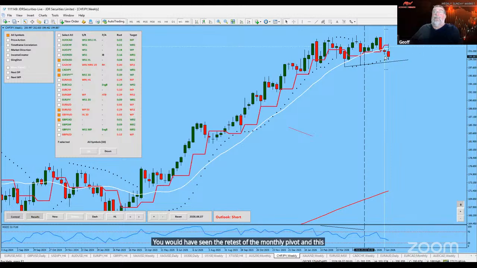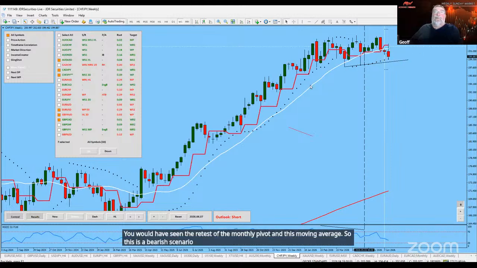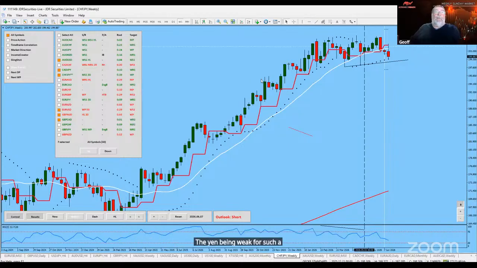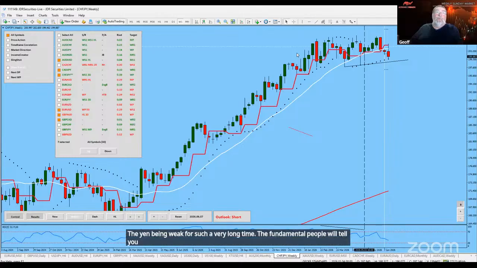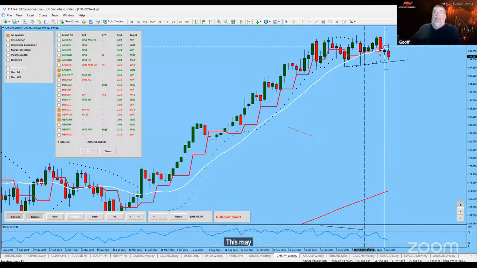So this is a bearish scenario as far as I'm concerned, although the trend, as you can see, has been very, very strong. The yen being weak for such a very long time, the fundamental people will tell you, I'm sure, that there is a change afoot, in particular the attitude of the Bank of Japan. So this may well be a scenario where you can get in very early on Swissy versus the yen.